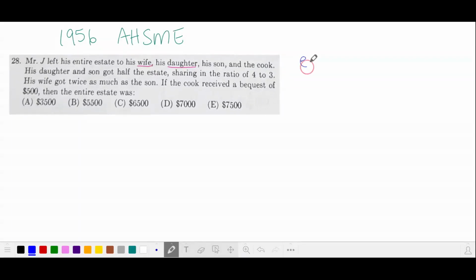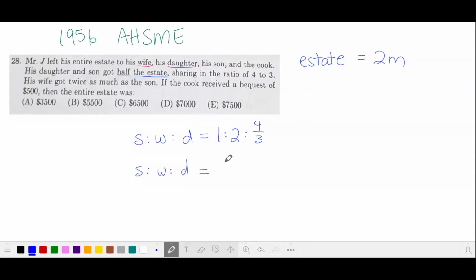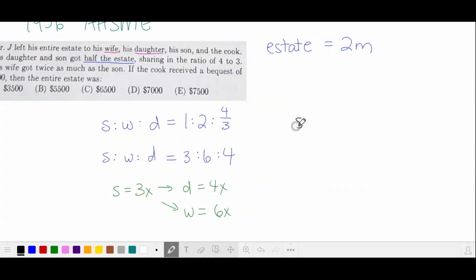Let's solve it. Let's say that the value of the estate is 2 times n. This allows us to avoid fractions since we're going to allocate half of the estate to the daughter. The ratio of the amounts received by the son, the wife, and the daughter are 1 to 2 to 4/3. Let's make this a little easier on ourselves by multiplying this ratio through by 3. So if the son has some multiple of 3, like 3x, then the daughter's portion of the estate is 4x, and the wife's portion of the estate is twice that much, 6x. The son and the daughter got half of the estate, that's 7x.